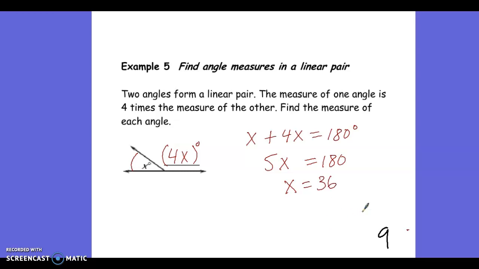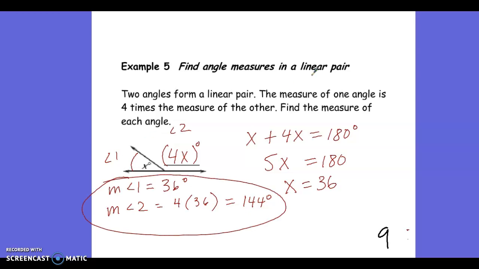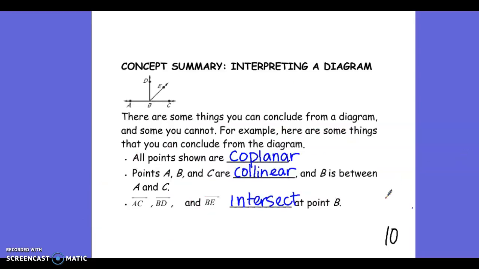x is 36. All right, so now we're not done. We have to find the measure of each angle. I'm just going to call them angle 1 and angle 2. The measure of angle 1 is clearly just x, or 36 degrees. But the measure of angle 2 is 4 times x. And again, you could just do 180 minus 36, and you get the same thing. So there are the answers. Boom. Moving on.